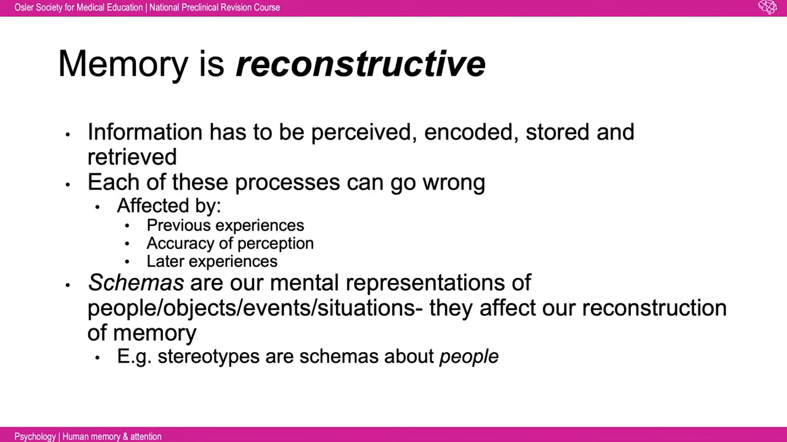So one example of these things that can interfere with memory is what we call schemas. And they're basically just our mental representations of essentially anything. And obviously they affect the way we reconstruct memory. So for example, a stereotype, which we hear often, is a schema about people. And so, if we have a particular stereotype of someone, when we're reconstructing our memory about them, that memory might not be quite accurate.